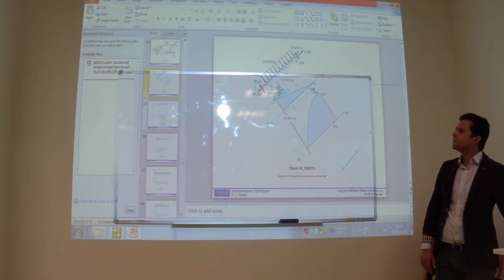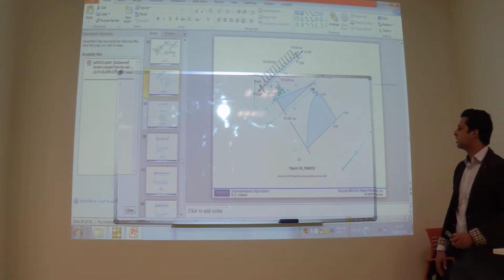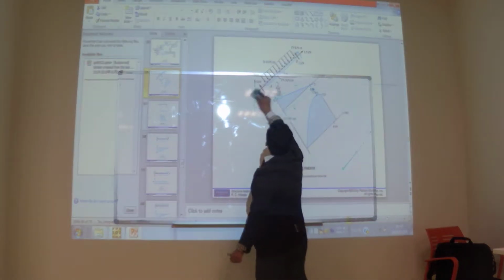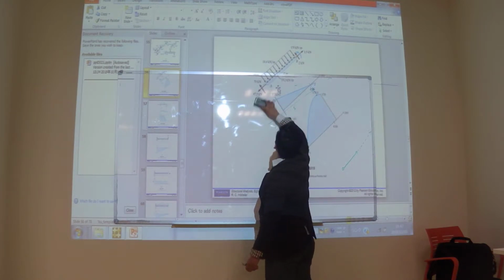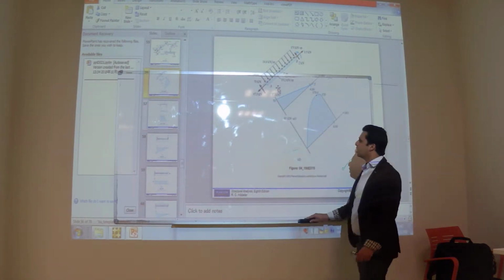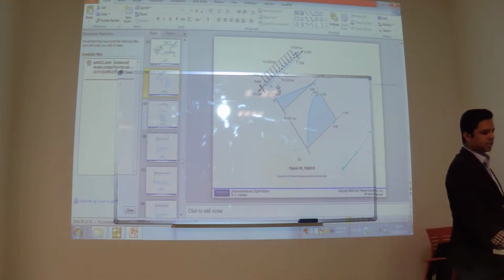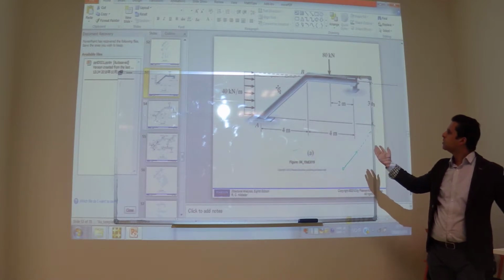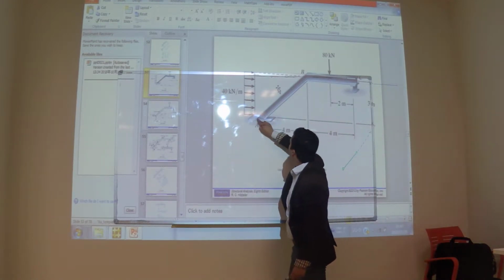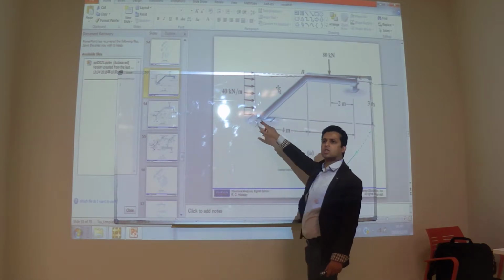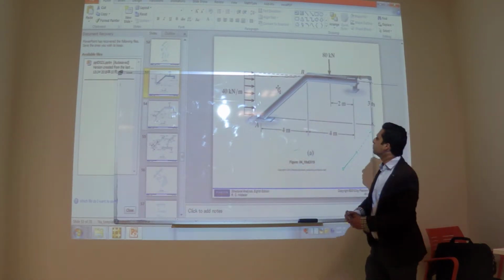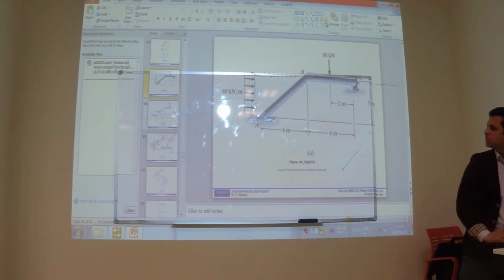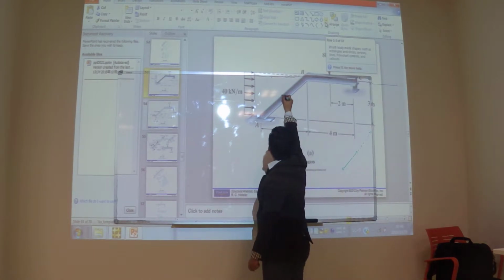I'm a little bit fast because I want to start the new topic. You had 40 kilonewton per meter, for example, as the original load. So how much is the total load? 40 multiplied by this height, 3, is 120. So it means the load here is 120.